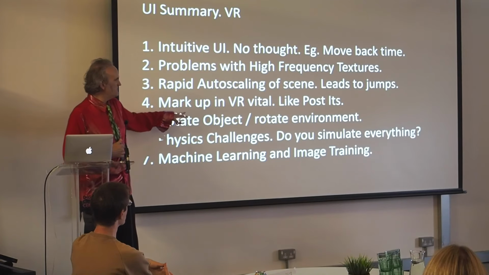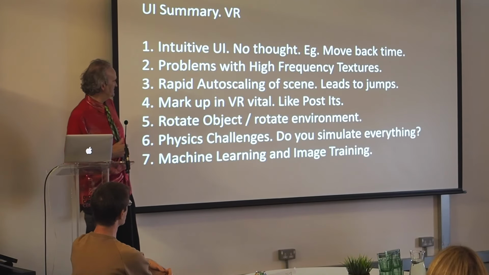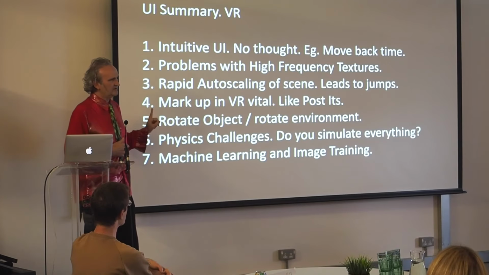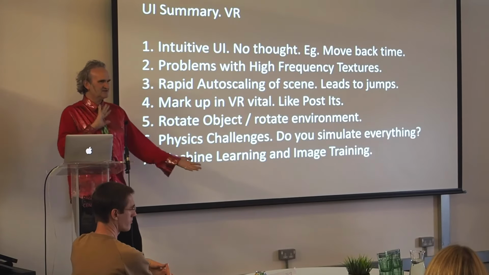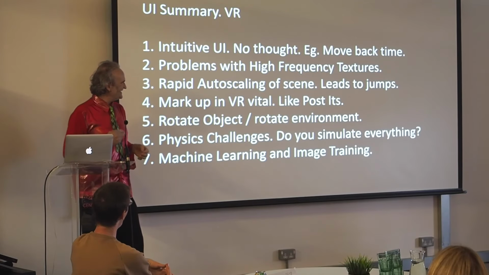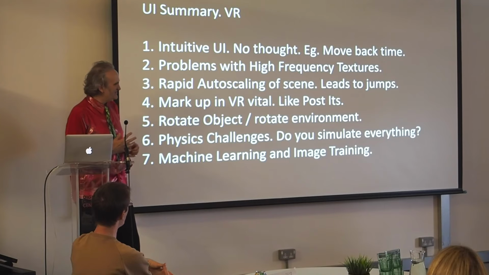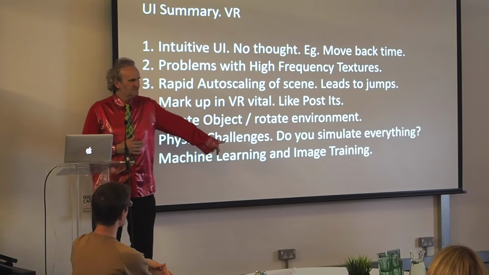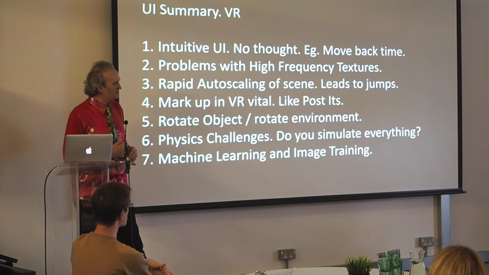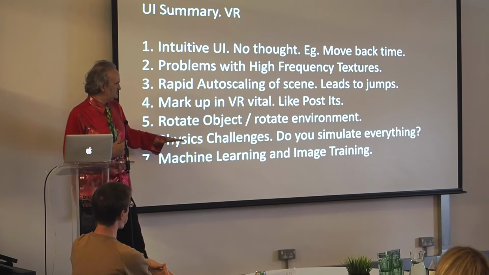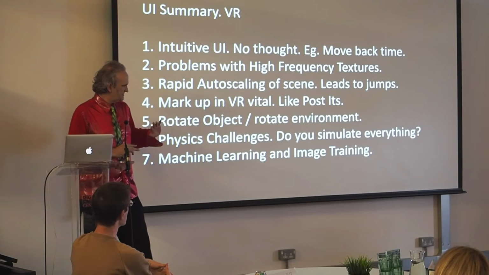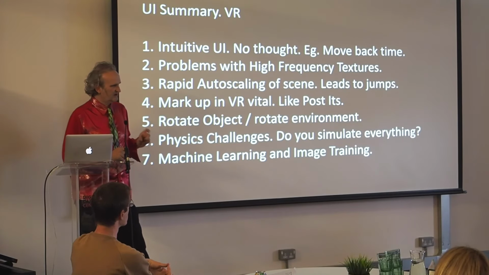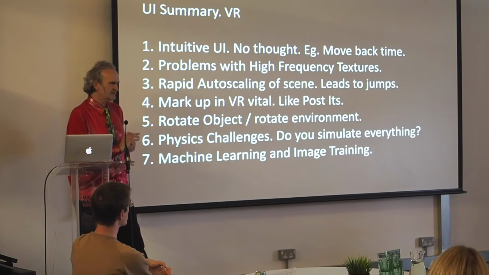In the science world, people want to mark things up, so the idea of post-its in VR is really important. We have avoided the seasickness problem, but we do have slight problems where someone's rotating the controller and the entire world is rotating around them. Again, that's a UI problem. One of the challenges we find with the science work is where does the simulation stop? Do you simulate everything? That's really important when you're working with scientists, to work out where the model stops. And I think machine learning and image training has a lot of potential in VR, particularly where you're taking snapshots, particularly in the scientific domain.